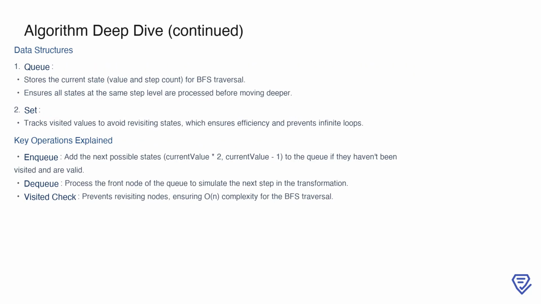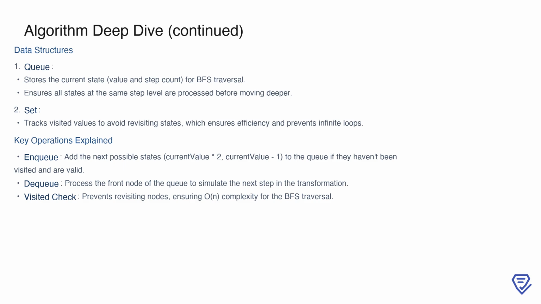Let's take a closer look at the data structures that make this algorithm efficient. The queue is the backbone of the BFS traversal. It stores the current state, which consists of the current value and the step count. The queue ensures that all states at the same step level are processed before moving to the next level, which is what makes BFS optimal for finding the shortest path.